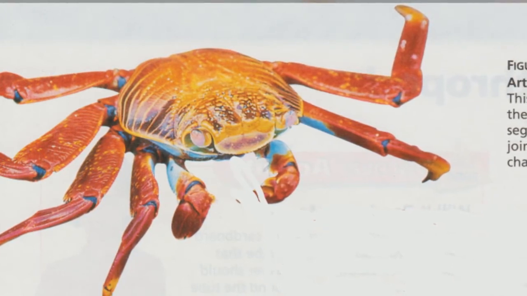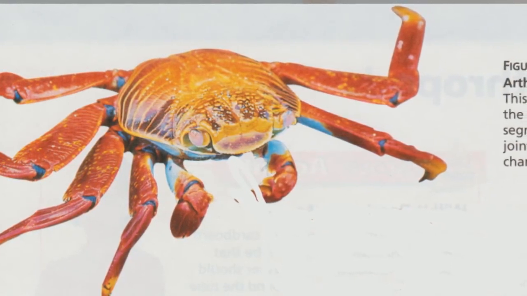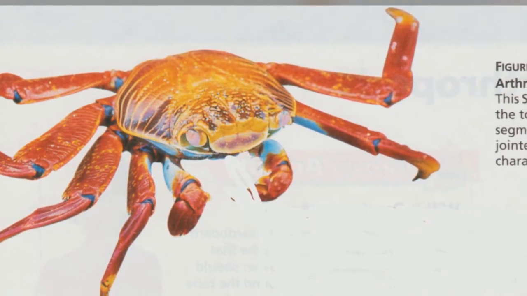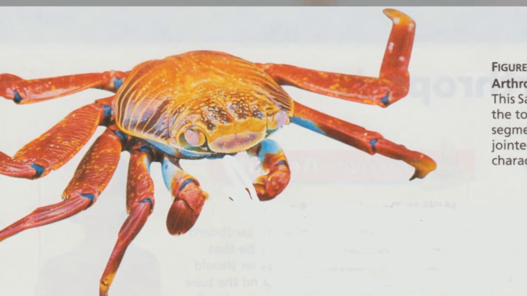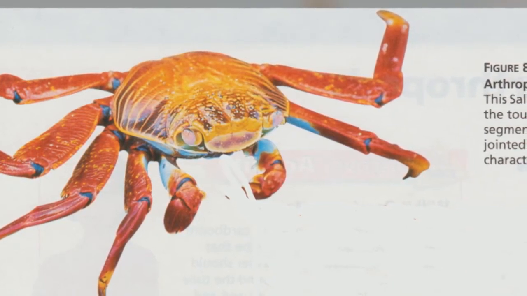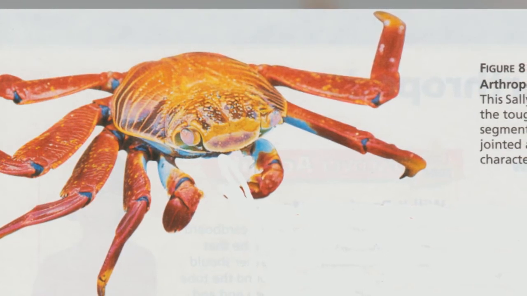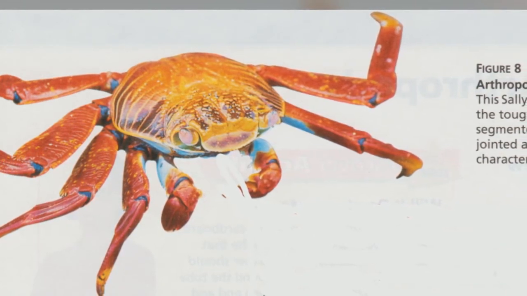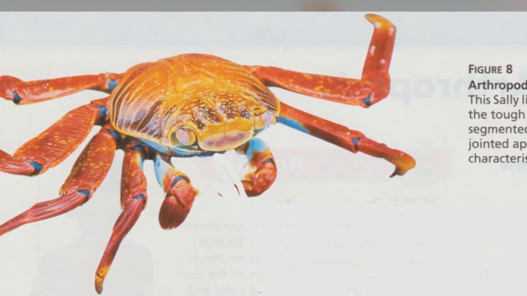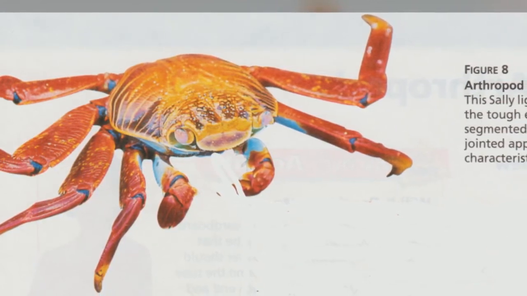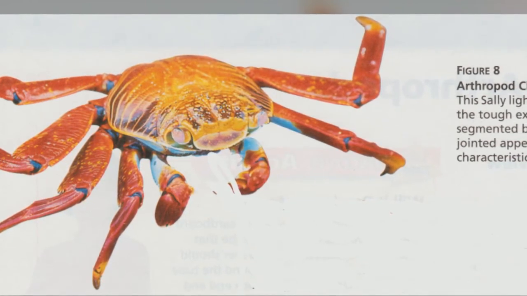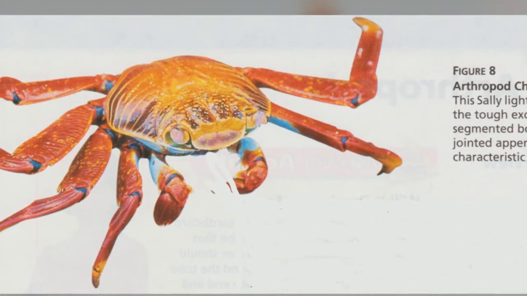Jointed appendages are such a distinctive characteristic that arthropods are actually named for it, because arthros actually means joint in Greek, and podos means foot or leg. Arthropods share a number of characteristics with other animals as well. For instance, they have bilateral symmetry, an open circulatory system, and a digestive system with two openings. In addition to that, most arthropods reproduce sexually.